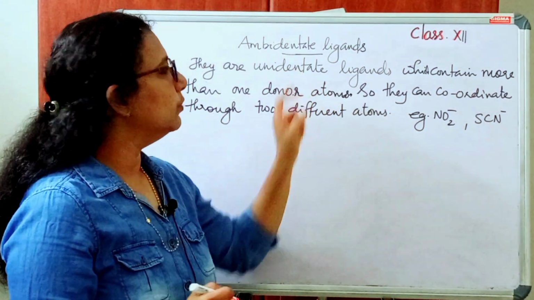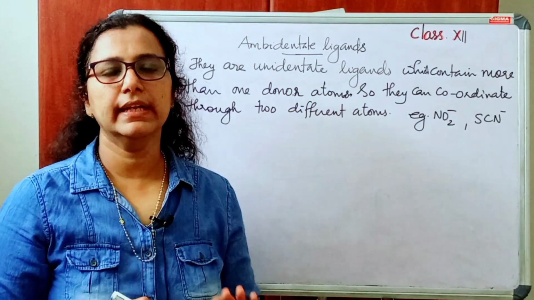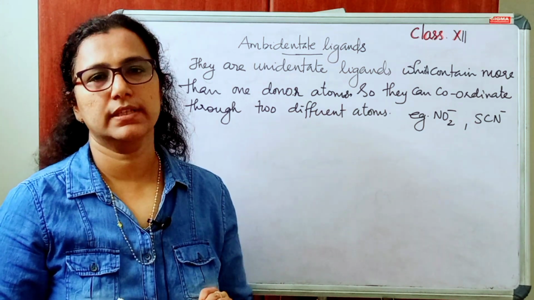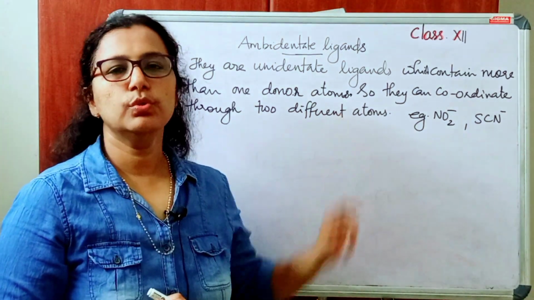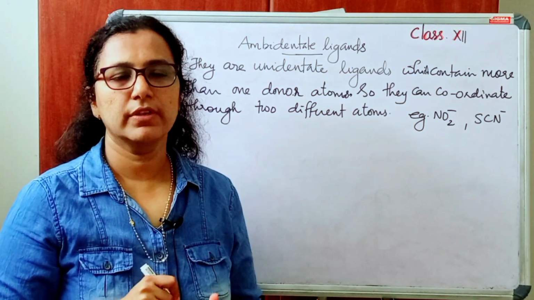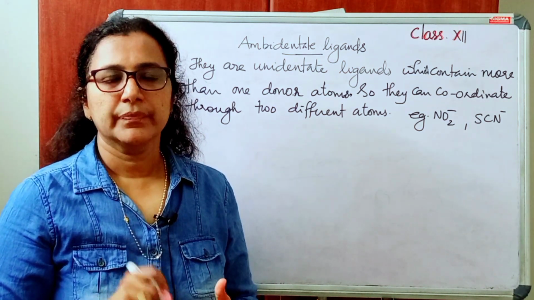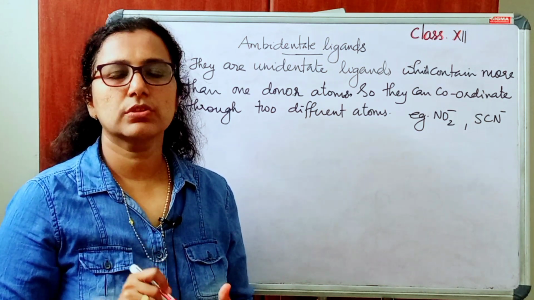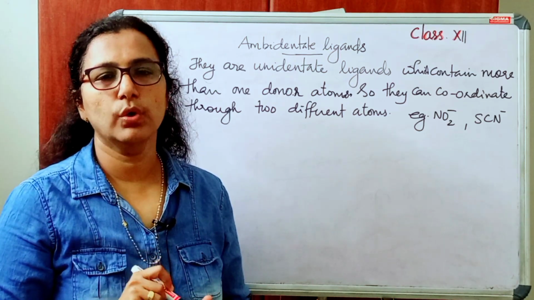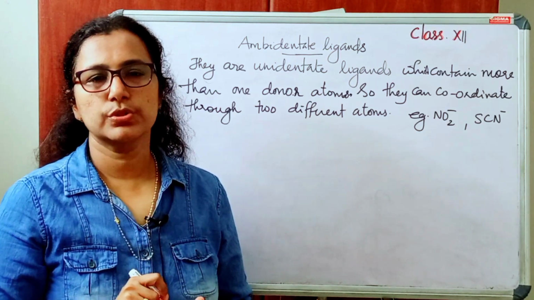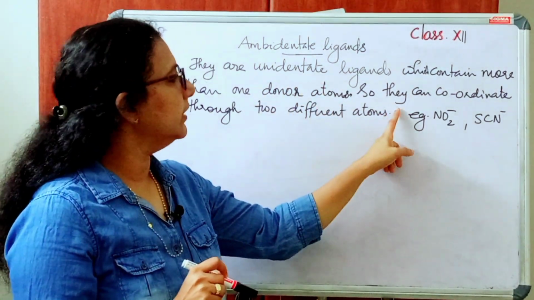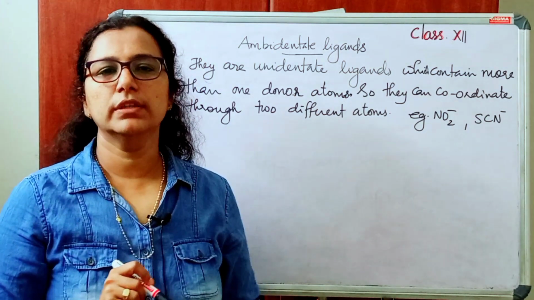So they are actually unidentate ligands. They are unidentate ligands itself, but they have more than one donor atom, or they may have two donor atoms. Why is it called a unidentate ligand even if it has two donor atoms? Because it can donate electrons through one donor atom at a time. So at a time one donor atom gives electrons to the metal.